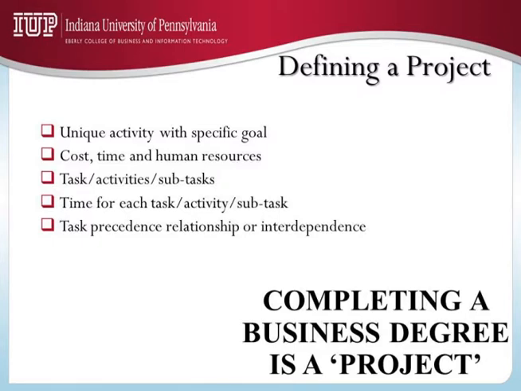If you look at all of these components of a project and relate to completing an undergraduate degree, you can see that that is a project. You have a goal here. The goal is to complete in 4 years or less. You know all the activities that are involved. You know what budget you have. You know what are the sub-activities. You know what are the prerequisites for each course. So that is the precedence relationship.